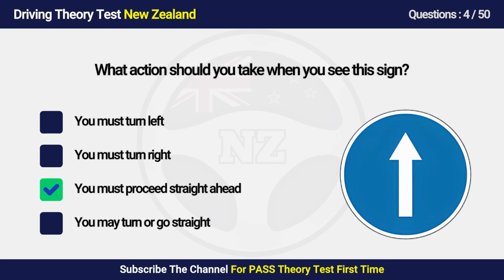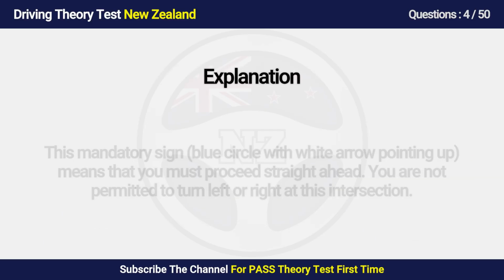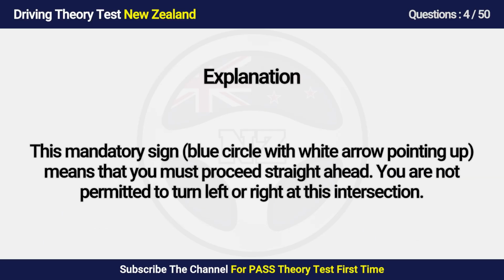Answer is C. You must proceed straight ahead. This mandatory sign, a blue circle with a white arrow pointing up, means that you must proceed straight ahead. You are not permitted to turn left or right at this intersection.